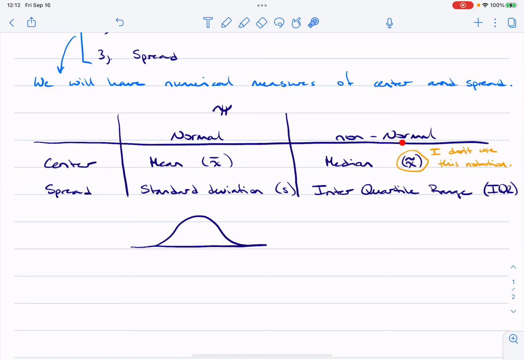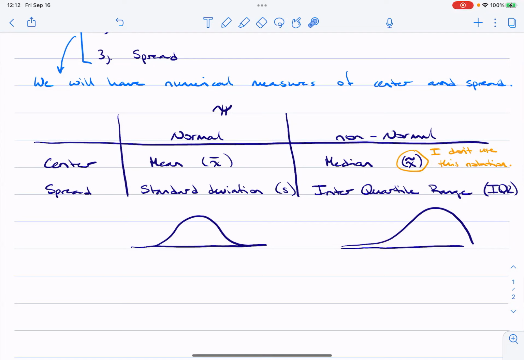The problem with a non-normal distribution, so if we have something like this, this distribution is skewed to the left, right? So now all of a sudden, what we're going to find is that the mean would be pulled in the direction of the outliers.